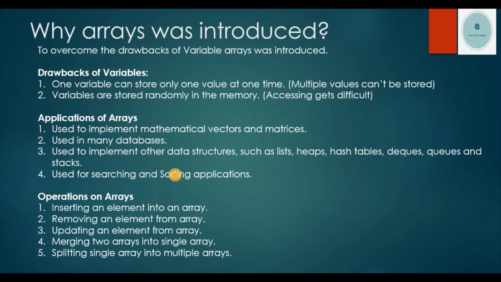The second drawback is that variables get stored in memory randomly. In the memory, wherever there is availability, the variables get stored. Because of this, accessing the variables will be very difficult. So these two problems can be solved by using arrays. Suppose I want to store two values, then also I can use an array. If I want to store 200 values, then also I can use a single array.